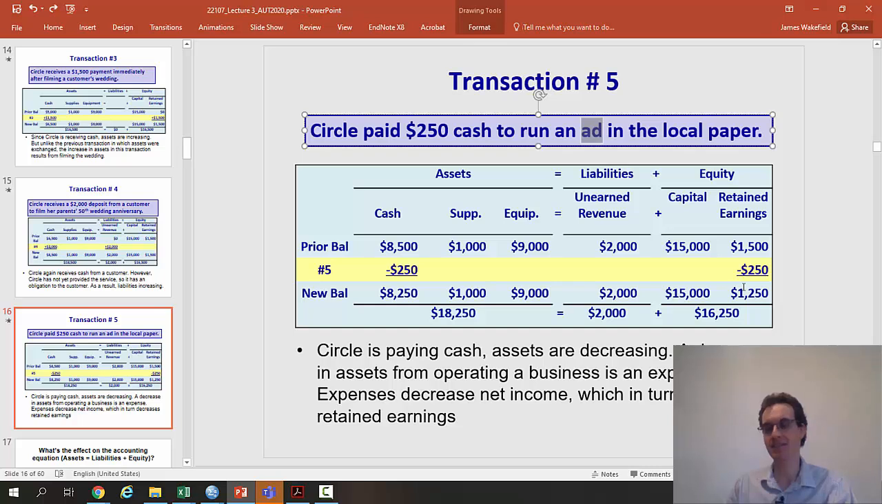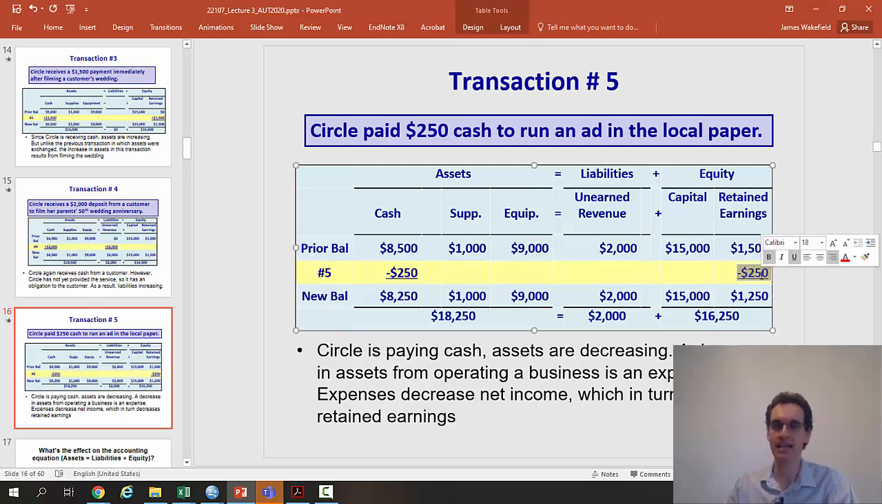And the effect of the advertising expense is that ultimately it will reduce retained earnings and it will reduce equity by $250, which is how we are reflecting it here in this particular slide. That's the first thing that I want to tell you about. So you can see as a result of this transaction that assets go down by 250, equity goes down by 250. So again, both sides of the equation balance.